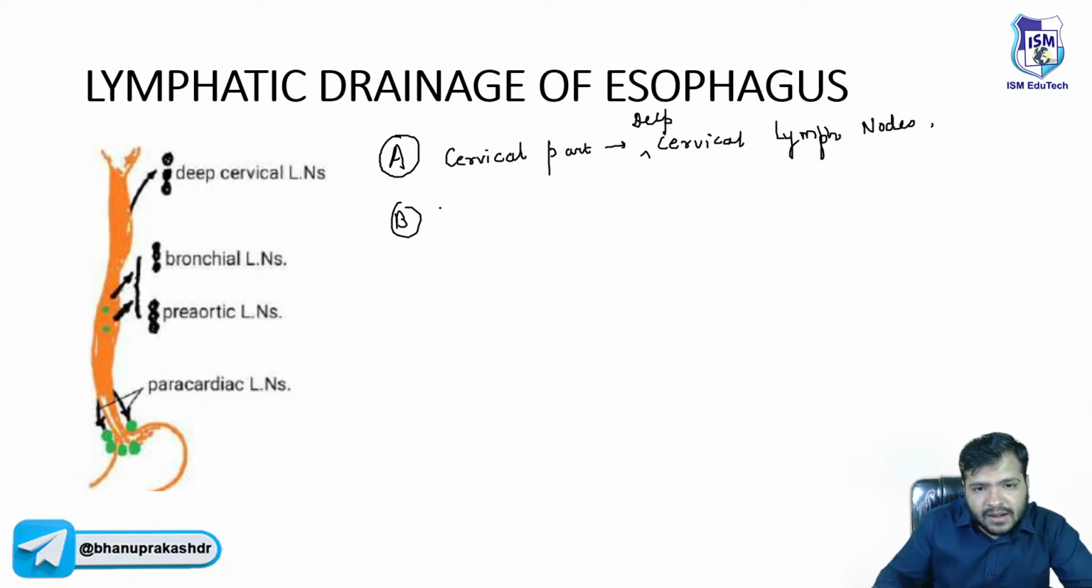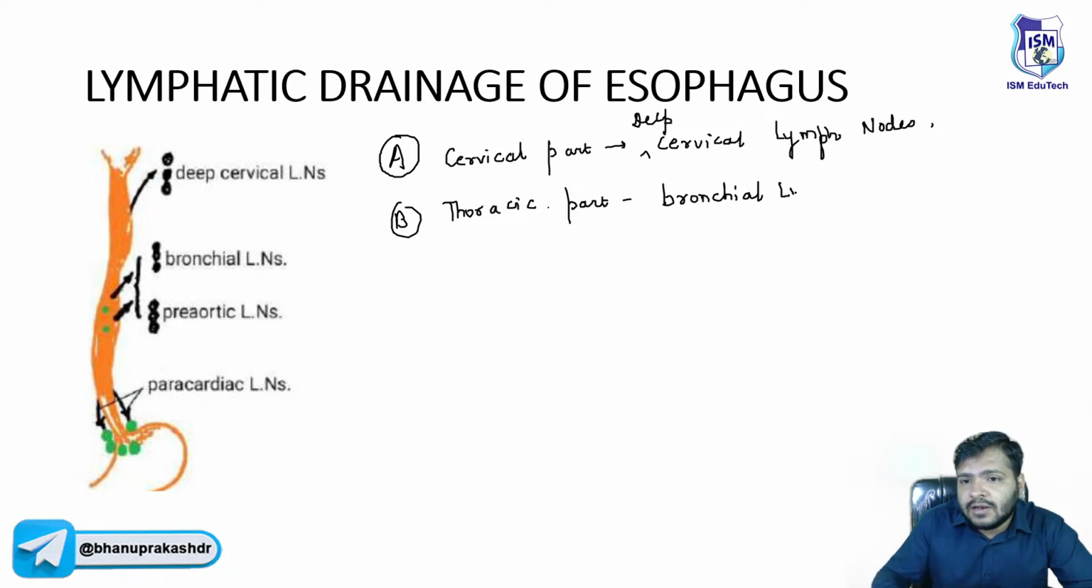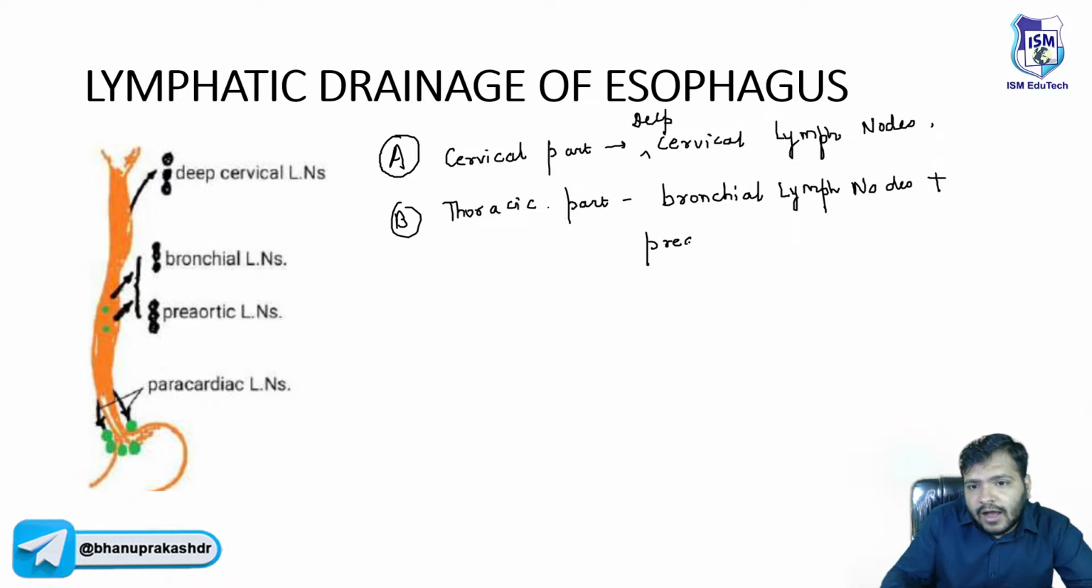The thoracic part will drain into the bronchial lymph nodes, and also the pre-aortic group of posterior mediastinal lymph nodes.